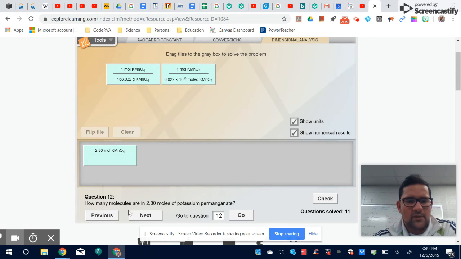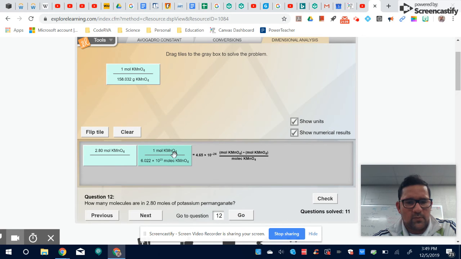Question number 12, how many molecules are in 2.8 moles of potassium permanganate? So I have moles of potassium permanganate, and I'm trying to go to molecules. So to go from moles to molecules, I'm going to grab this tile right here. This is simply Avogadro's number. 1 mole of any substance has 6.022 times 10 to the 23 molecules or atoms. But in this case, it's molecules because they're multiple elements together.